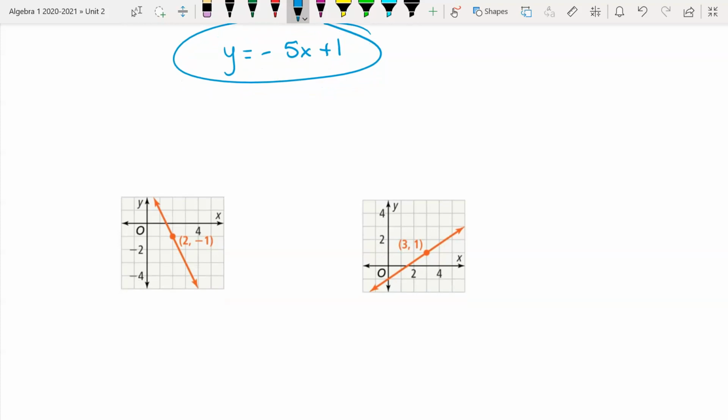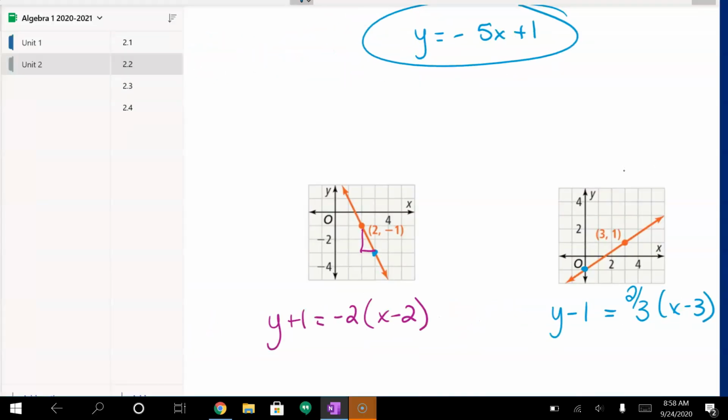Then lastly, if they give you a point, go ahead and find another point on here, okay, to figure out your slope. So I know I can plug in y plus 1 equals, I need to figure out what my slope is, x minus 2. Well, my slope is down 2, right 1, so that's a slope of -2. Same way here, I already know I could plug in y minus 1 equals x minus 3. I need to figure out what my slope is. I went up 2, right 3, so my slope is 2/3. Okay? So that's point-slope form.